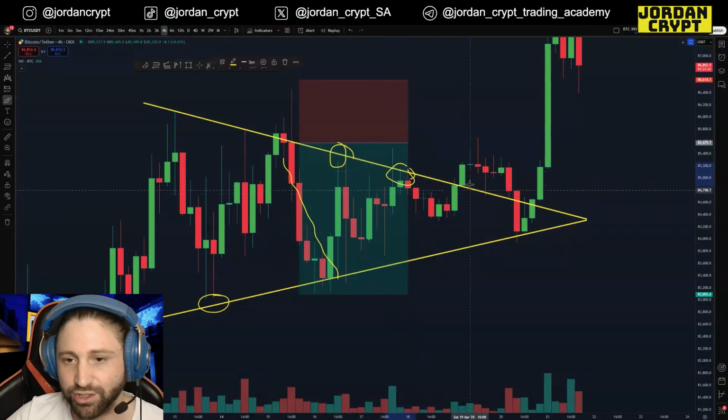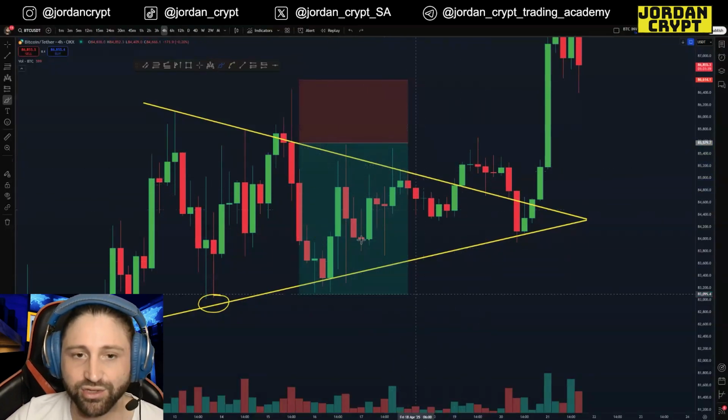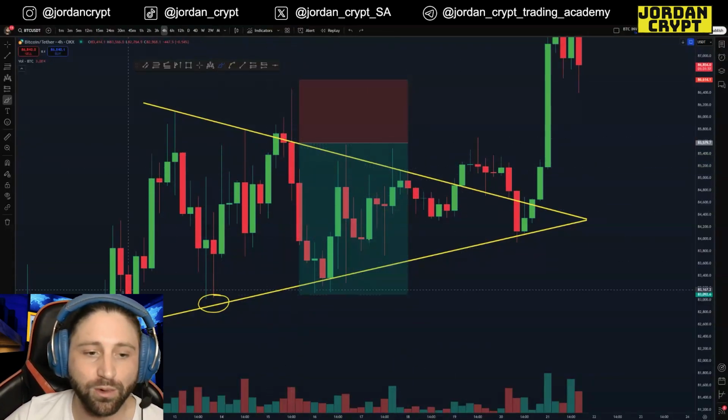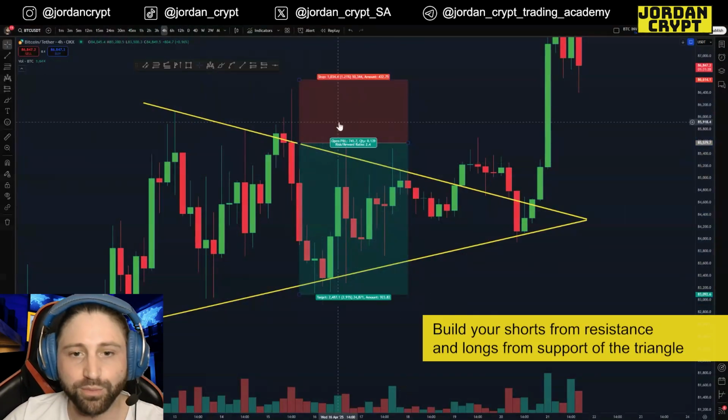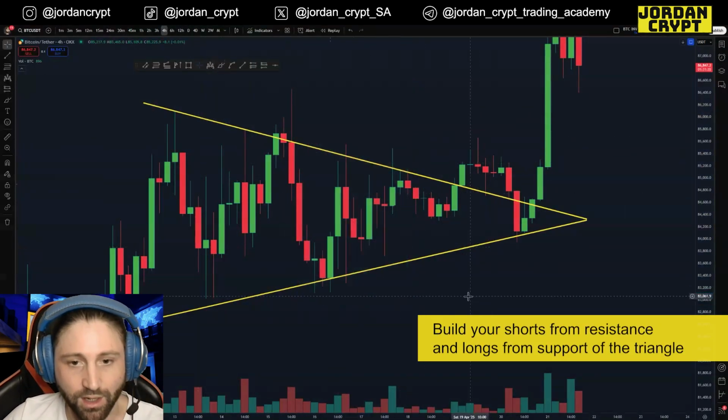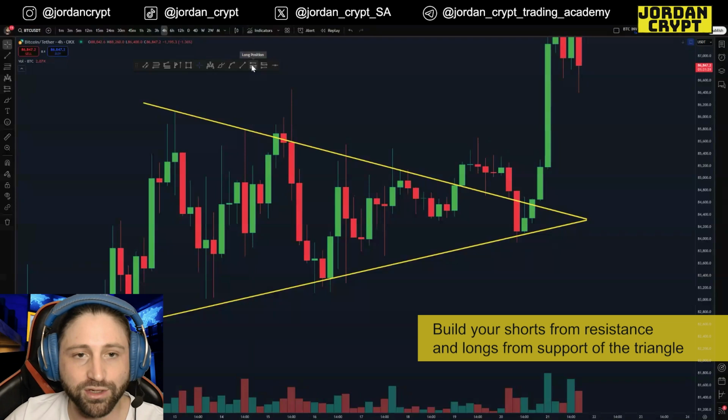You add to your position, and this allows you to actually earn within this range. You build your shorts from the resistance. You build your longs from the support.